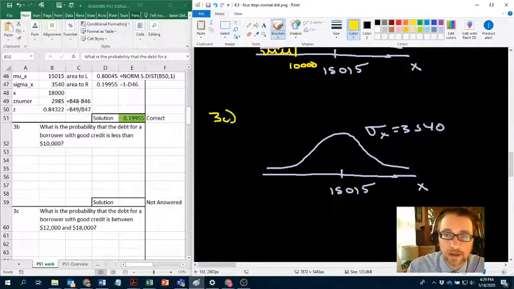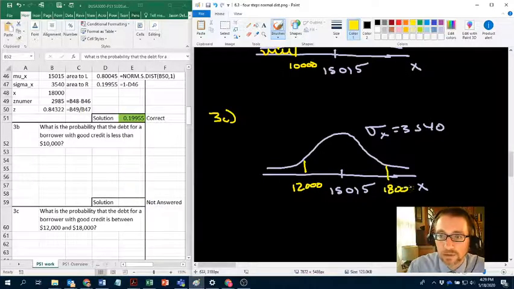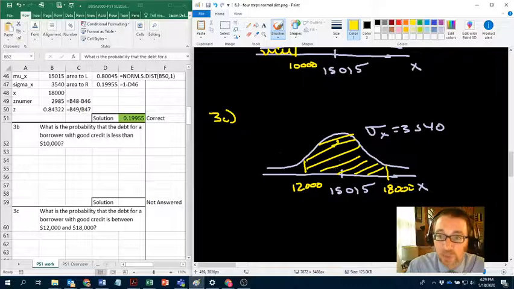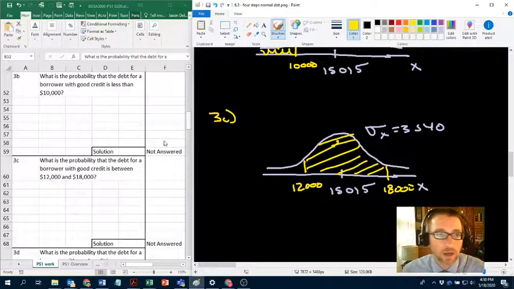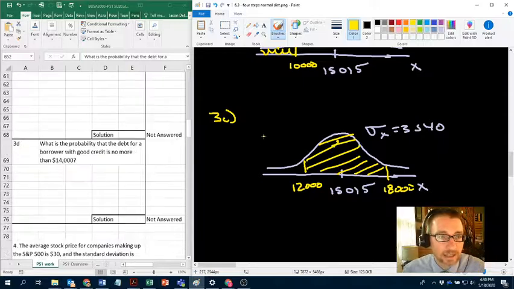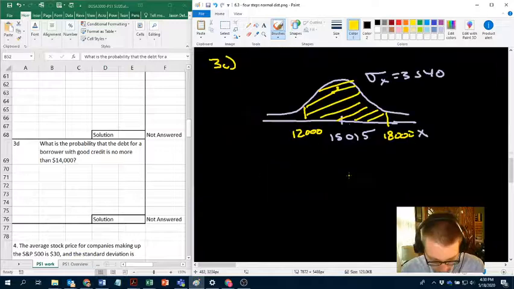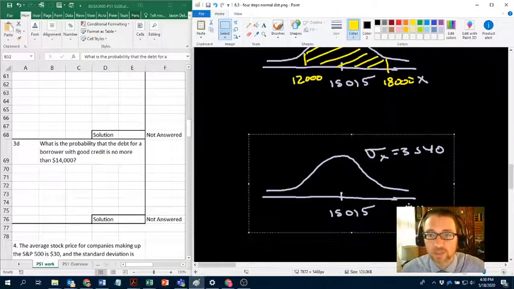But instead, the area that they're looking for is between 12,000 and 18,000. And so it's going to take a little bit of doing. You're going to need to find 2 z-scores when you do it, and that will mean you need to find 2 tails and subtract them to find the difference. Very similar to some of the stuff we did in question 2, the between ones that we did earlier. And then 3D is very similar, but now it's just asking no more than 14,000.